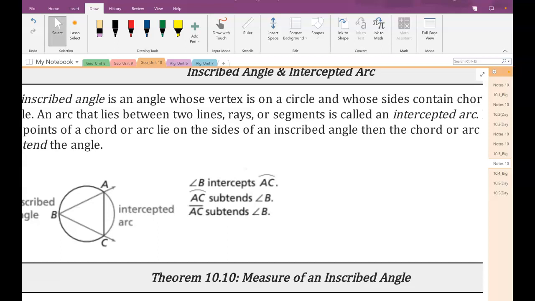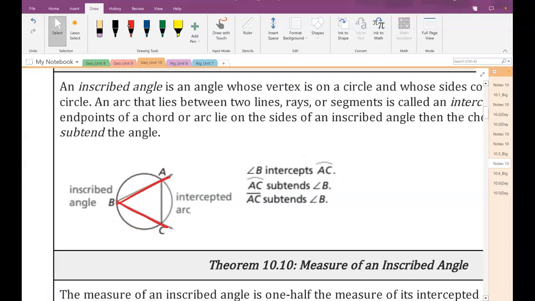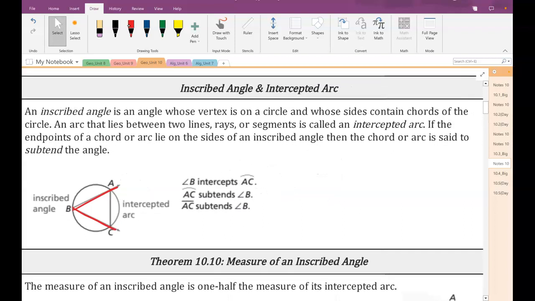When we make these inscribed angles, we'll have an arc, which is called the intercepted arc, which I think of as the arc that's between our angle measurement. So if we're looking at angle B, we go from here to here. That's angle B. Our intercepted arc is what's in between here, what's caught in between. So our intercepted arc would be AC.